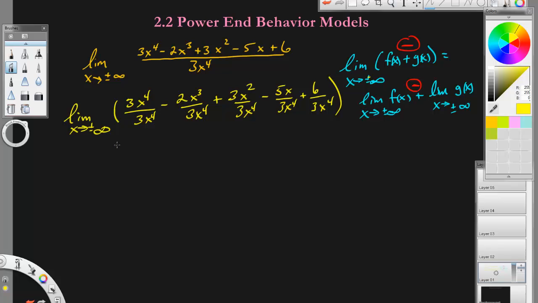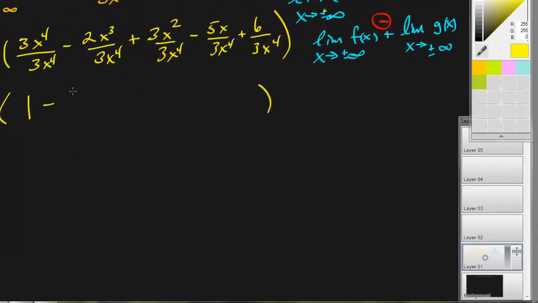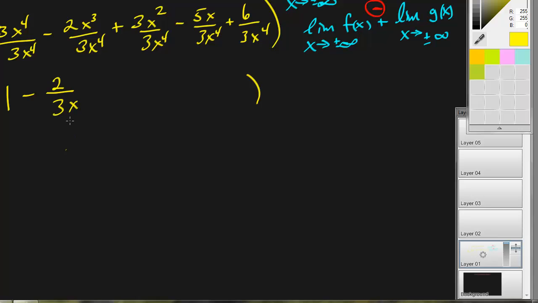So let's do that. Okay, so I'm just going to write another big parenthesis here. 3x to the fourth over 3x to the fourth, well, that's 1, minus 2x to the third over 3x to the fourth, that is going to be 2 over 3x, plus, we're just reducing these fractions here. The 3's would cancel, and I would have x squared over x to the fourth, so that would be 1 over x squared, minus 5 over 3x to the third, because you got 1 on top, 4 on the bottom, and then plus 2 over x to the fourth.